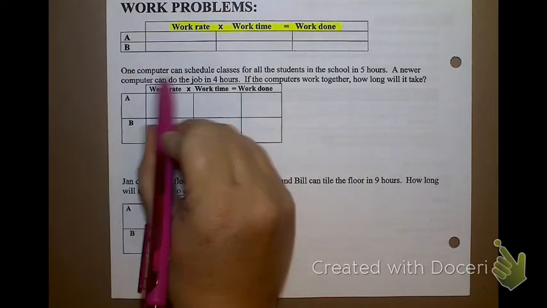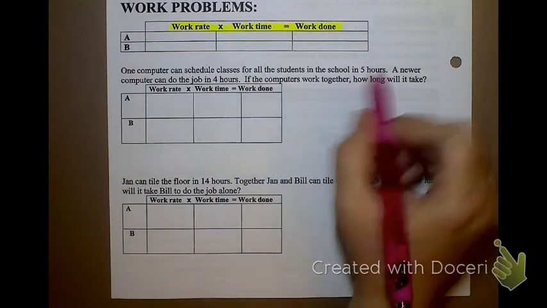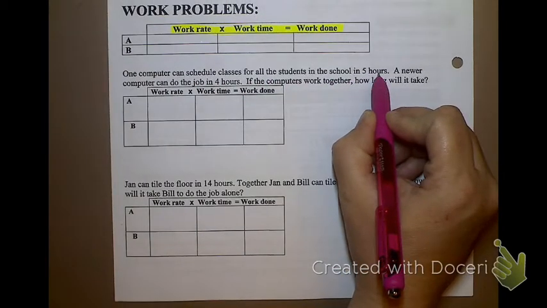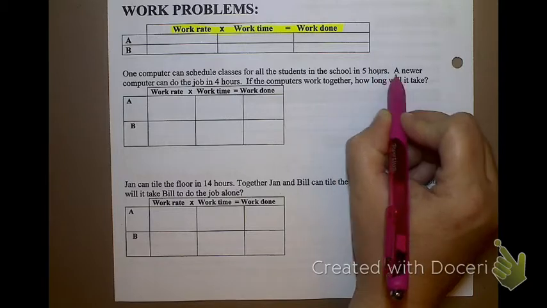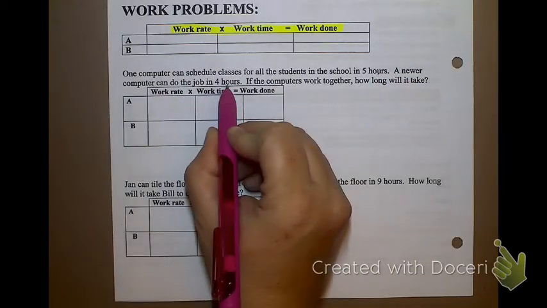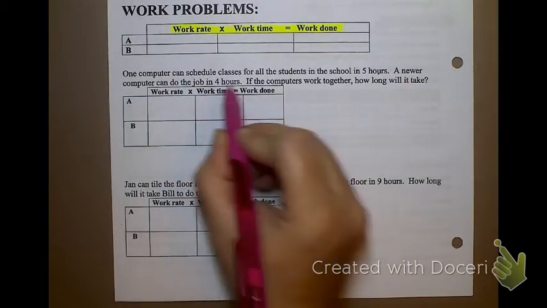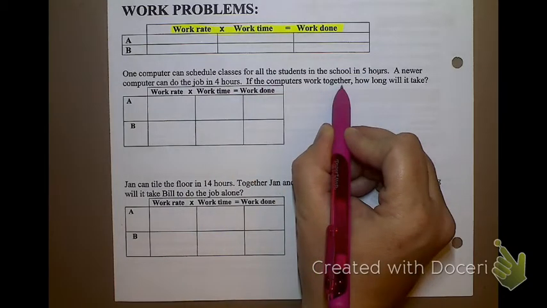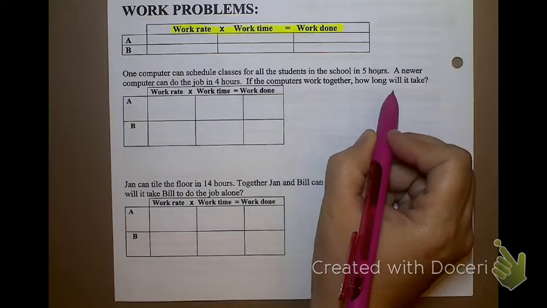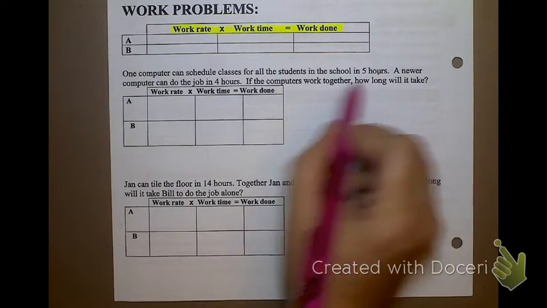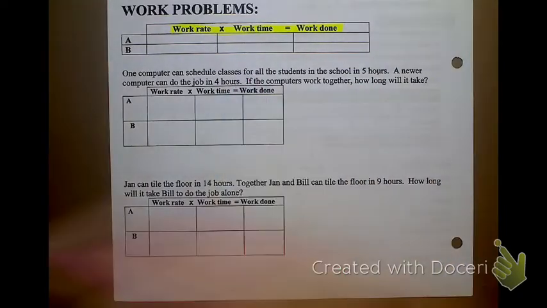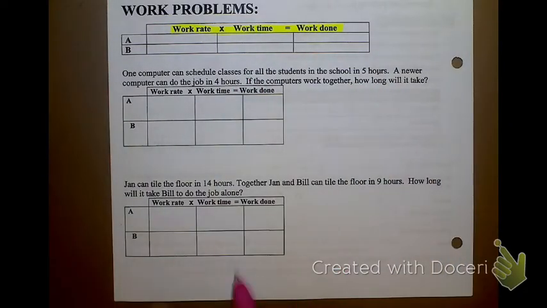One computer can schedule classes for all the students in the school in 5 hours. So it takes one computer 5 hours to do the job. A newer computer can do the job in 4 hours. If they work together, how long will it take? Well, I'll tell you one thing, it's going to take less than 5 hours and less than 4 hours, right? Because if they're working at the same time, they're cutting their workload down individually, right?